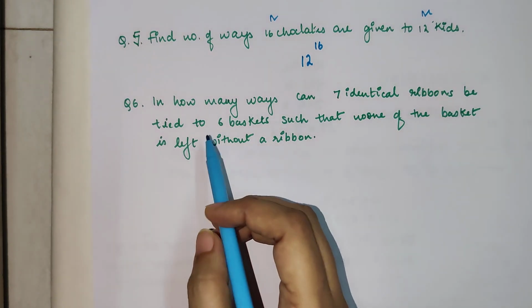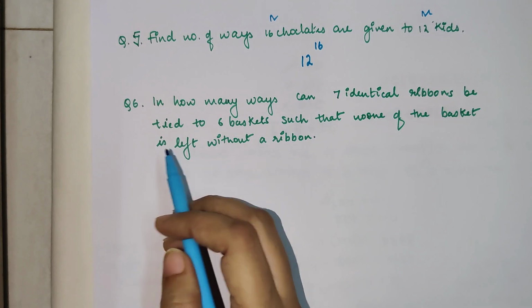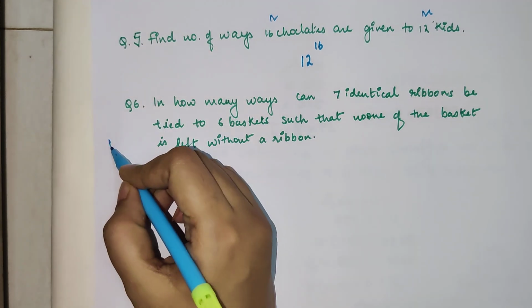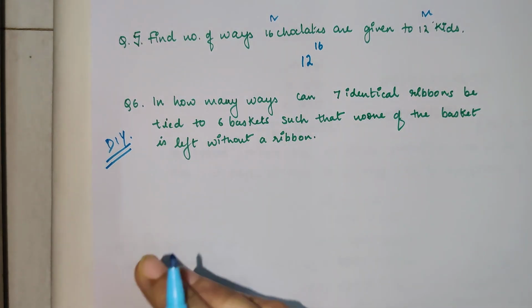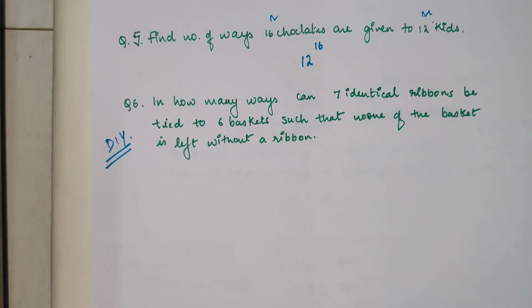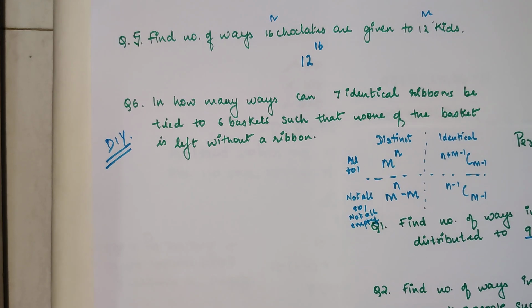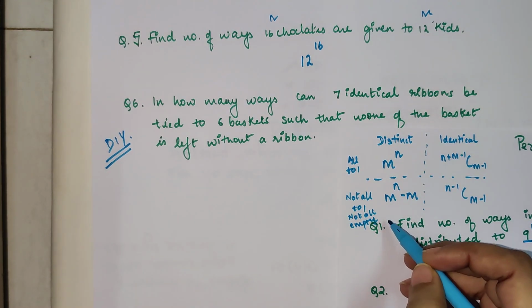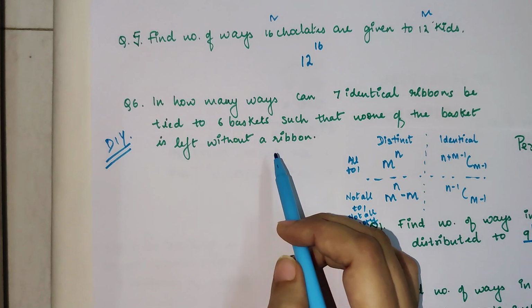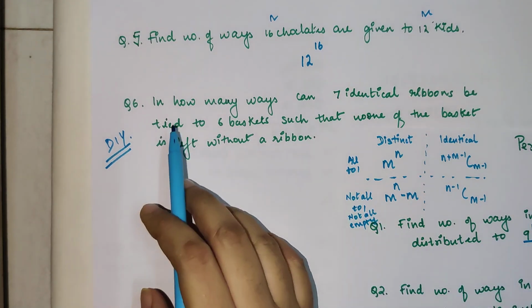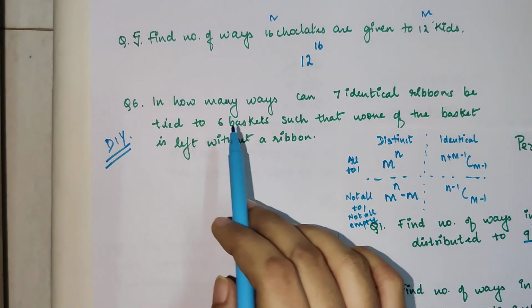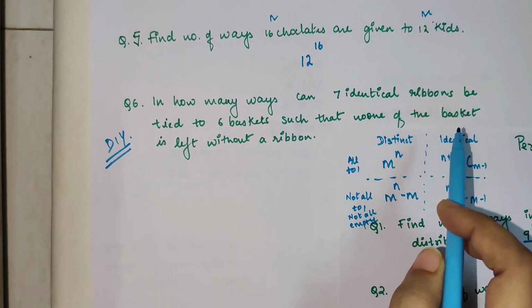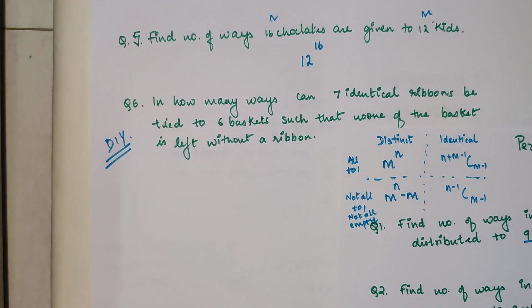Okay, and the next one is your DIY. You will do it yourself and use the logic which I just showed you. Basically I want you all to use this particular table and solve this particular question. The question is, in how many ways can 7 identical ribbons be tied to 6 baskets such that none of the baskets is left without a ribbon?